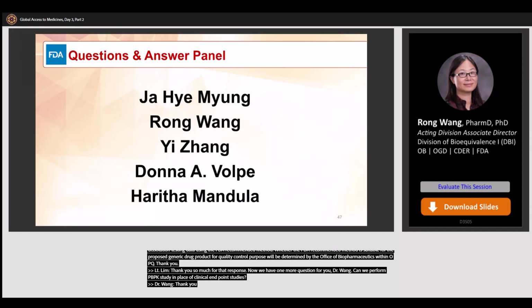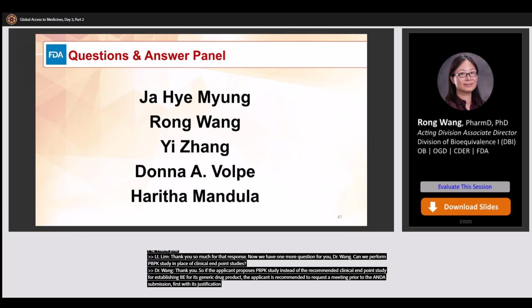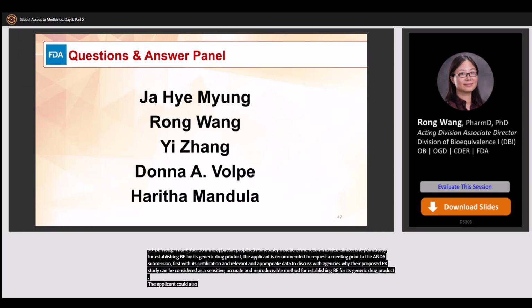If the applicant proposes a PBPK study instead of the recommended clinical endpoint study for establishing BE for its generic drug product, the applicant is recommended to request a meeting prior to the ANDA submission, with its justification and the relevant and appropriate data to discuss with the agency on why their proposed PK study can be considered a sensitive, accurate, and reproducible method for establishing BE for its generic drug product. The applicant could also use the meeting opportunities to further clarify regulatory expectations regarding their generic drug development program. Thank you.